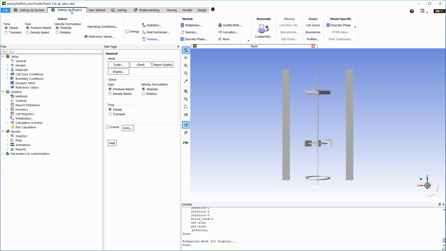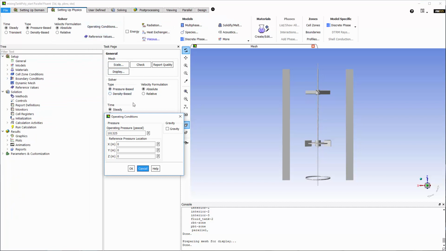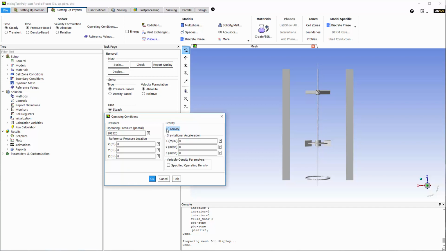First, I need to specify the operating conditions. In this case, competition between opposing gravitational and buoyant forces influences the movement of produced air bubbles. To account for this, I'll include gravitational acceleration and set an operating density equal to that of the air. Note that for multi-phase flows, the operating density should be set to the density of the least dense phase.